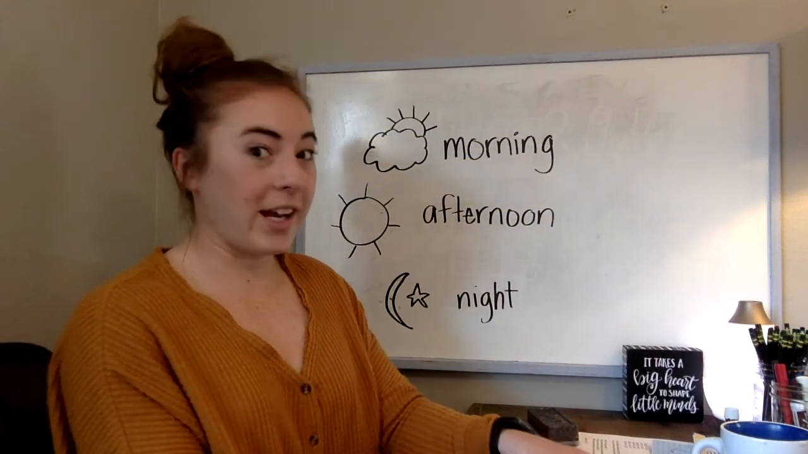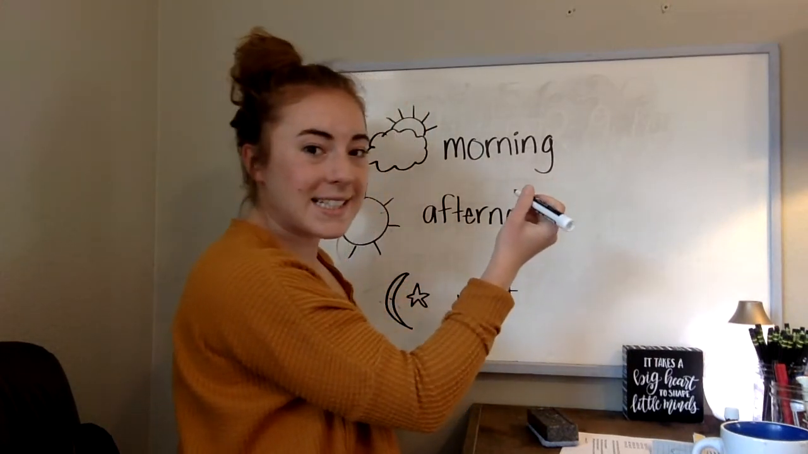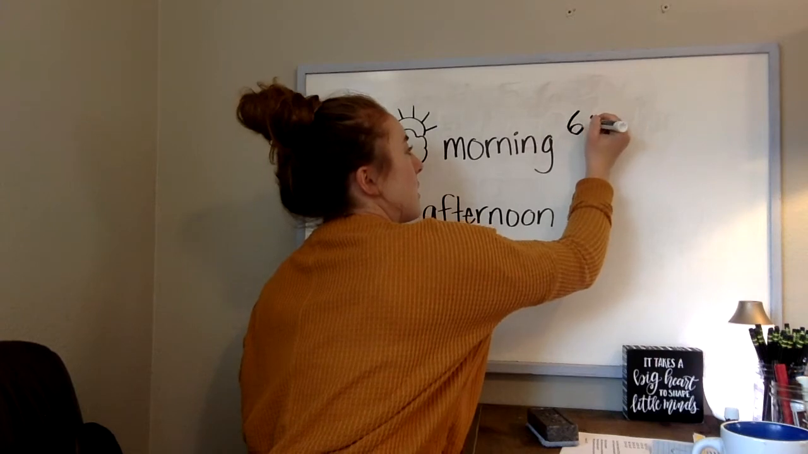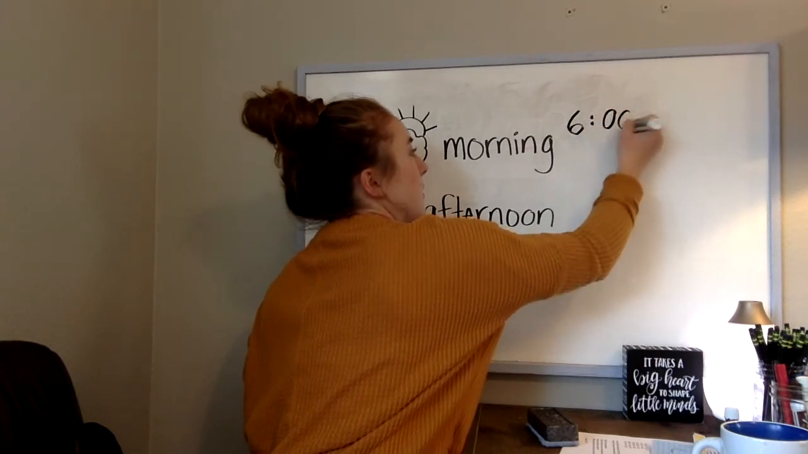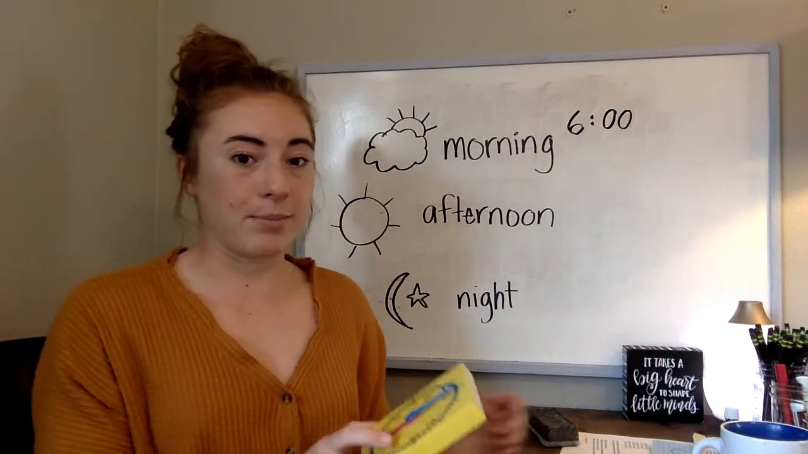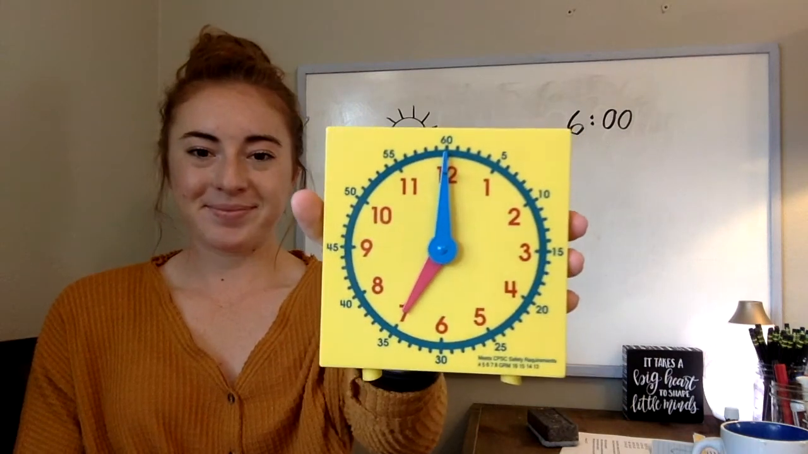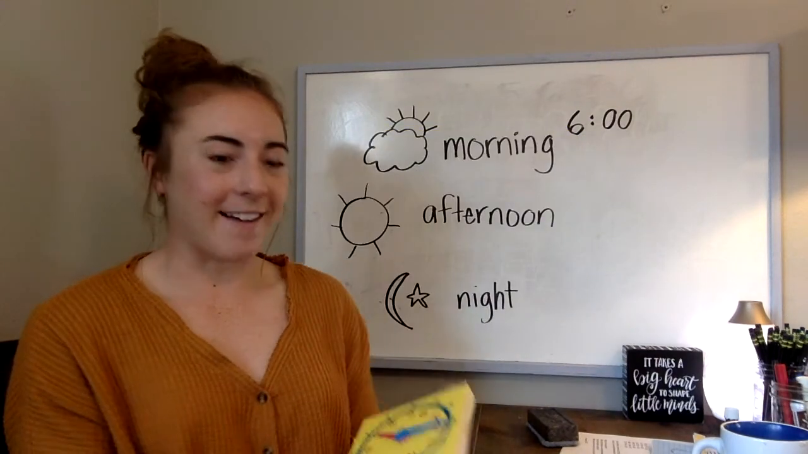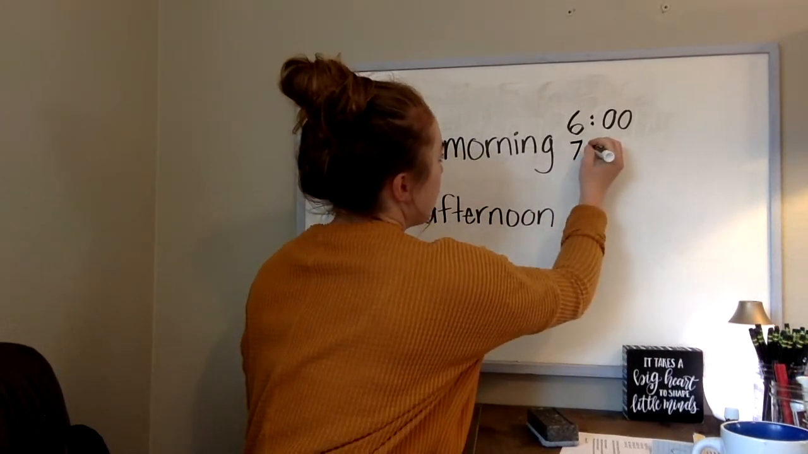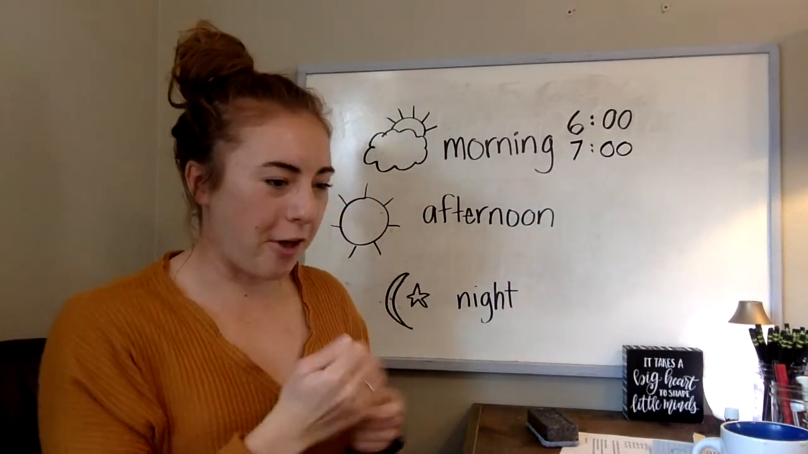6 o'clock. You're right. Mrs. Brown wakes up at 6 o'clock. Do you remember how we write 6 o'clock? We put our number, dot, dot, 0, 0. 6 o'clock. This is when Mrs. Brown makes her breakfast. What time is this? 7 o'clock. You're right. Mrs. Brown makes her breakfast at 7 o'clock.